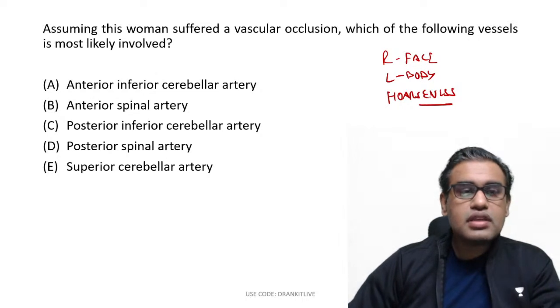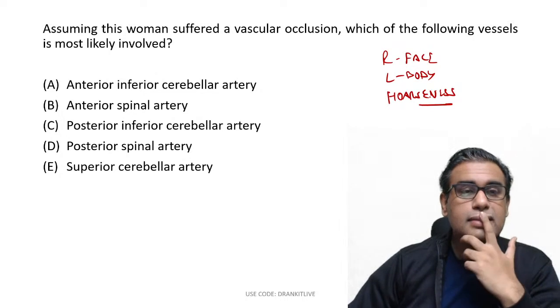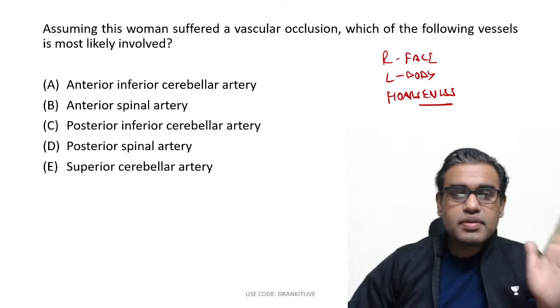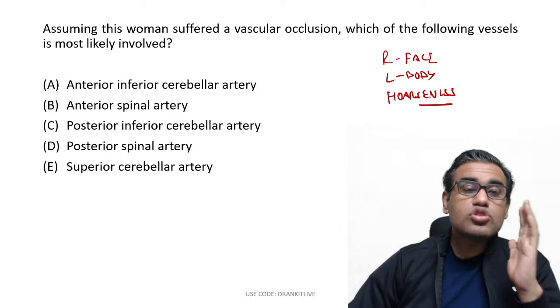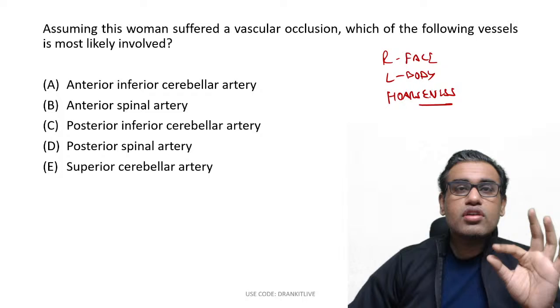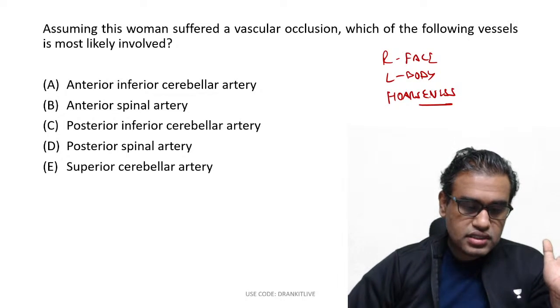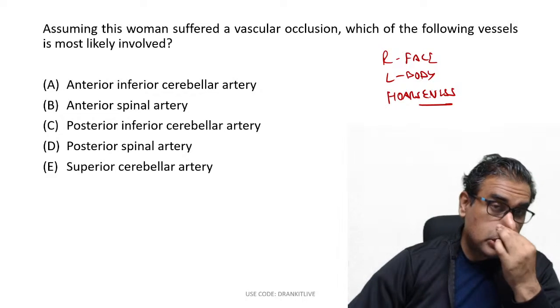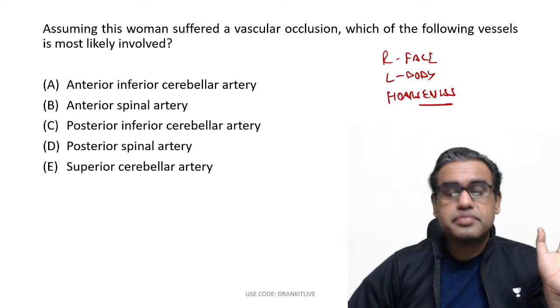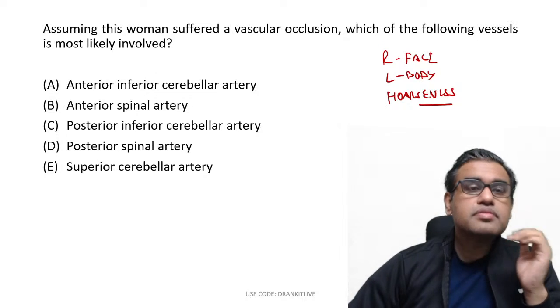A, B, C, D, E. No, Anjali, it is lateral side. Okay, very good. Is it the ICA, anterior spinal artery, PICA, posterior spinal artery, or superior cerebellar artery? Look at the case. We have already discussed the case. This is the third question from the case. Try to answer this. A, B, C, D. Which artery do you think would be involved here? Waiting for the responses, guys.